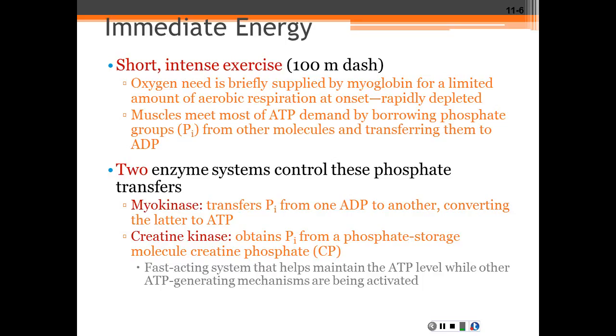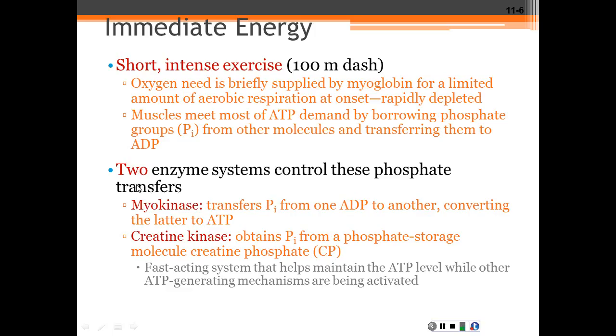Just hoping you guys remember this. So what happens after it borrows that phosphate group? We have 2 enzyme systems that are going to control these transfers, and that is our myokinase and our creatine kinase. Now the myokinase is going to transfer the phosphate from one ADP to another, converting it to ATP.